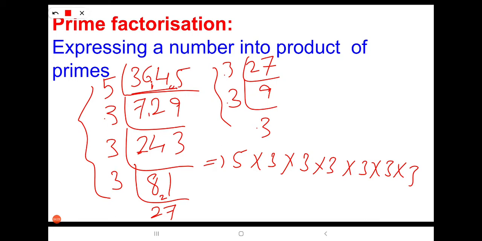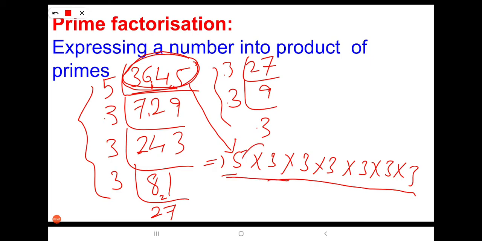So here I have expressed this 3645 as a product of prime numbers. This 5 is a prime number, as well as 3 is a prime number. I have expressed this 3645 as a product of primes. Product is nothing but multiplication. So I am writing this 3645 as a multiplication of 5 into 3's. This we can write as 5 into 3 power 4. This is called prime factorization.